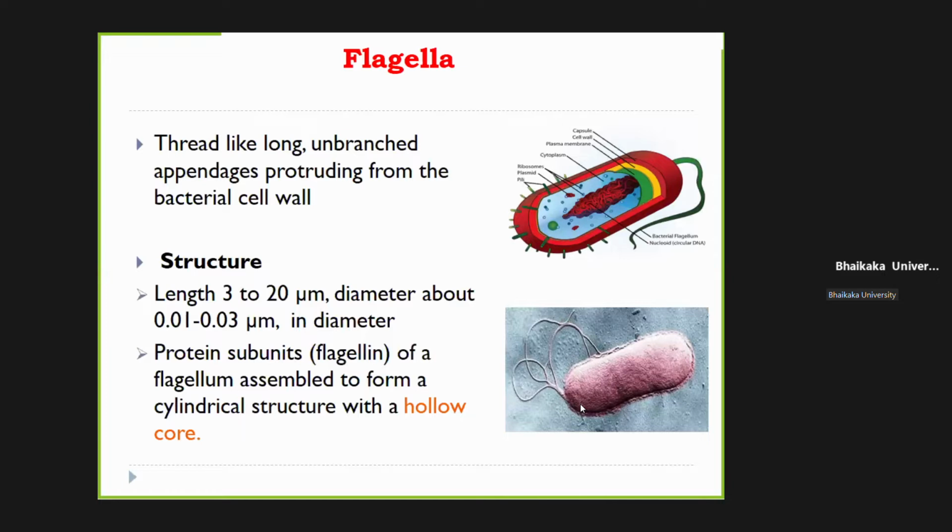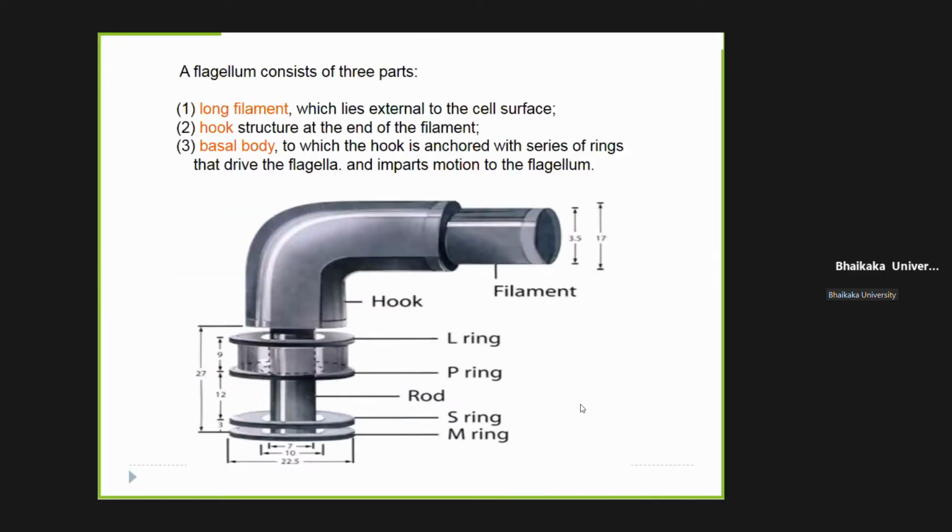Its length varies from 3 to 20 micrometer and diameter varies from 0.01 to 0.03 micrometer. And it is made up of the flagellin subunit. Okay, so these protein subunits, flagellins, assemble and form a cylindrical structure with a hollow core. Now, flagella consists of three parts. One is the long filament, the other part is the hook, and the last and most important is the basal body.